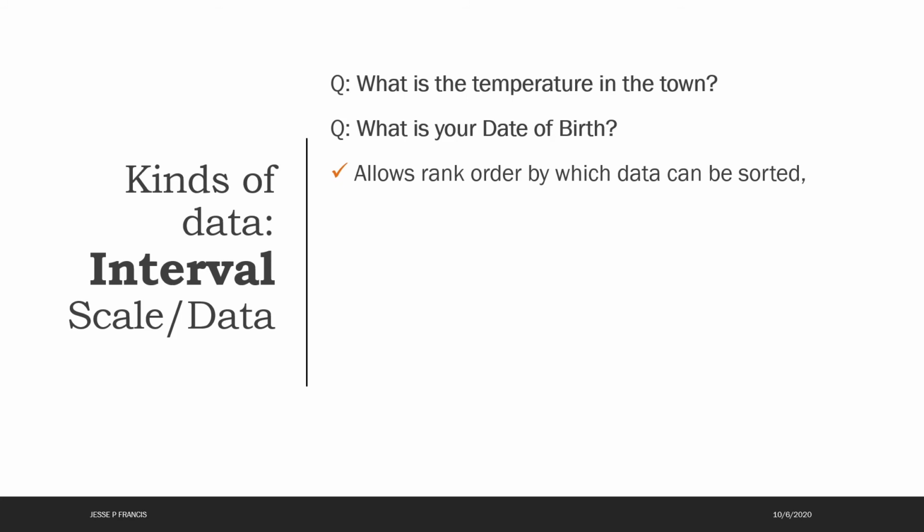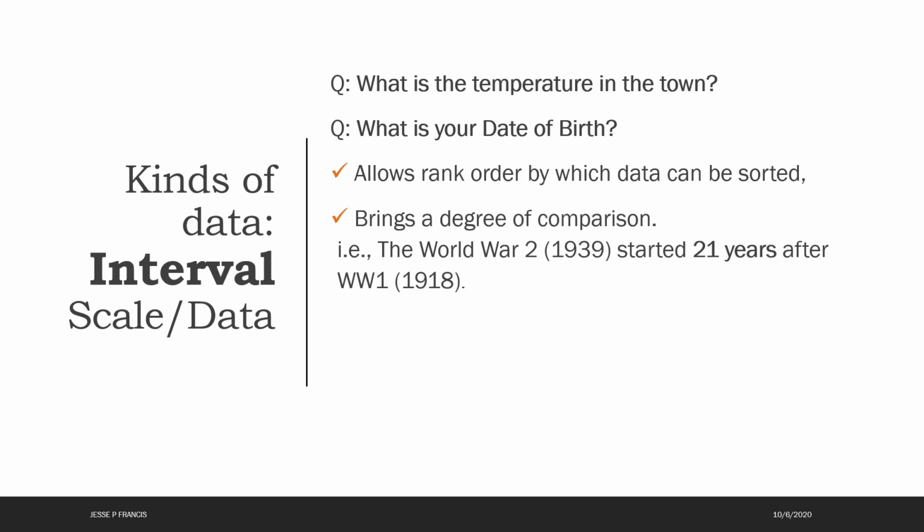It allows a rank order by which data can be sorted. First of all, that's just like ordinal scale. It brings in a degree of comparison. For example, we know that World War I finished in 1918, World War II began in 1939, and it began 21 years after World War I. They're able to bring in a degree of comparison unlike ordinal scale.